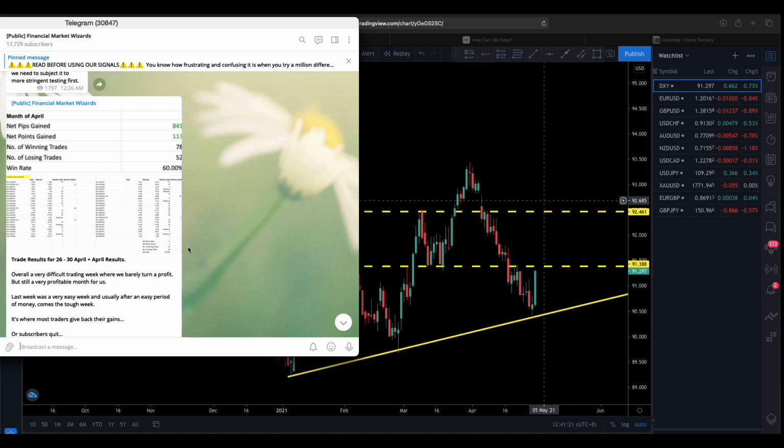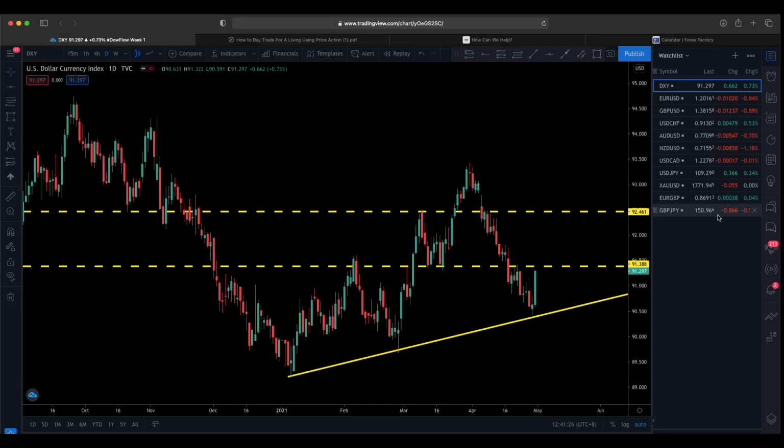So as always, I'll be running through the currency pairs over here just to give you the key levels, and I'll be using the MPE trading strategy.